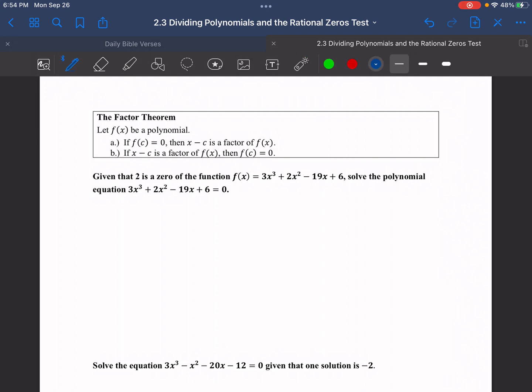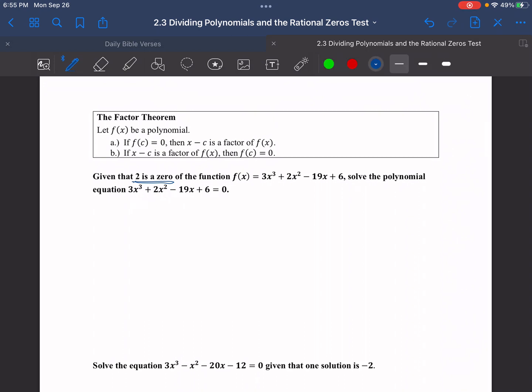And so what that means is if we can find something that is a factor of it, then we also are finding one of the zeros. All right, so let's take a look at this first one. 3x cubed plus 2x squared minus 19x plus 6, and then we're going to set that equal to 0 right here. And then we're going to go ahead and try and solve this. And we're going to do this, I guess, just with synthetic division. So we want to go ahead and try and use 2 because they tell us 2 is a 0 of this function.